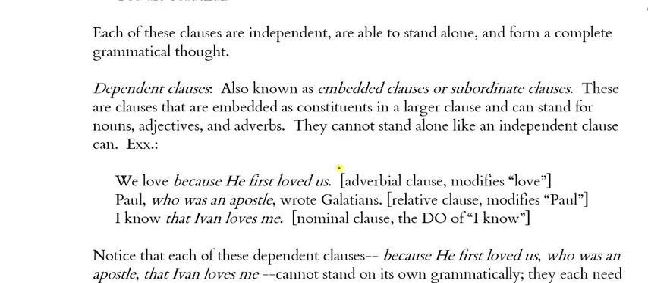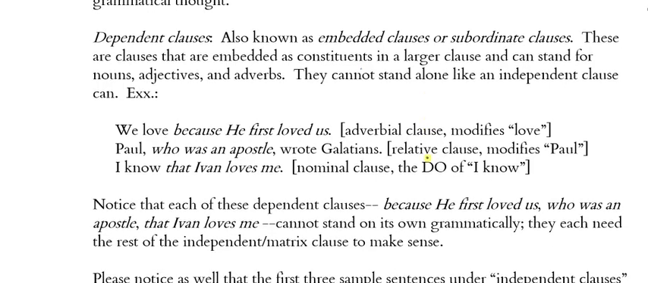Dependent clauses are also known as embedded clauses or subordinate clauses. And these are clauses that are embedded as constituents, as parts in a larger clause, in a main clause, and can stand for nouns, adjectives, and adverbs. Dependent clauses cannot stand alone like an independent clause can. So examples here, and these examples of dependent clauses or embedded clauses are italicized for us. We love because he first loved us. Think about that clause here, because he first loved us.